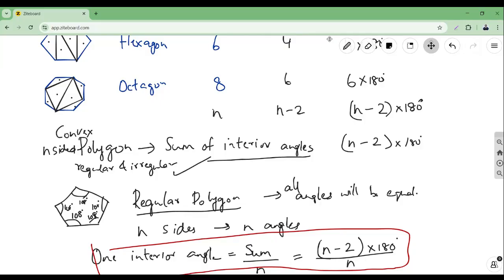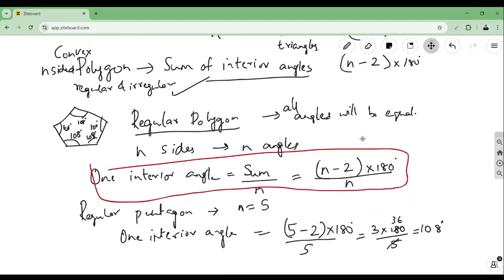Even if you take a triangle, it has 3 sides. 3 minus 2 is 1, that means one triangle, right? So that also applies. So if there are n sides, then n minus 2 triangles are there, and n minus 2 times 180 is going to give you the sum of the entire interior angles. And if it's a regular polygon, that means all the angles are equal, then just dividing by the number of sides n is going to give me one interior angle. Quick recap is also done.